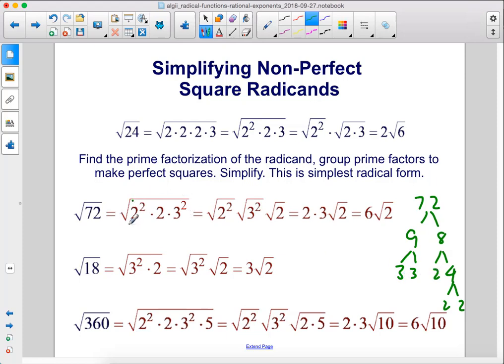Therefore, we can put this piece and this piece under their own radicals, and that leaves behind 1 square root of 2. Then this cancels that, leaving us with 2 times 3, which is 6, times the square root of 2.